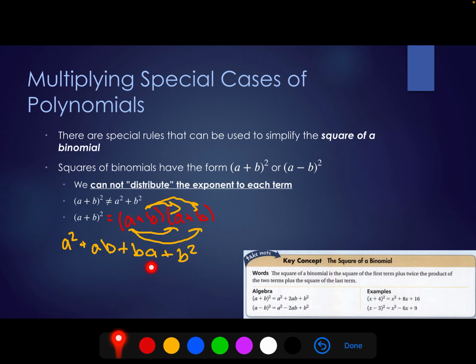And now if we combine our like terms, ab and ba, even though they're written in a different order, those are like terms, so we can combine them. So ab plus ba is just equal to 2ab. And now we can just bring everything else down because they don't have any like terms. And that's how we get that (a + b) squared is equal to a squared plus 2ab plus b squared.